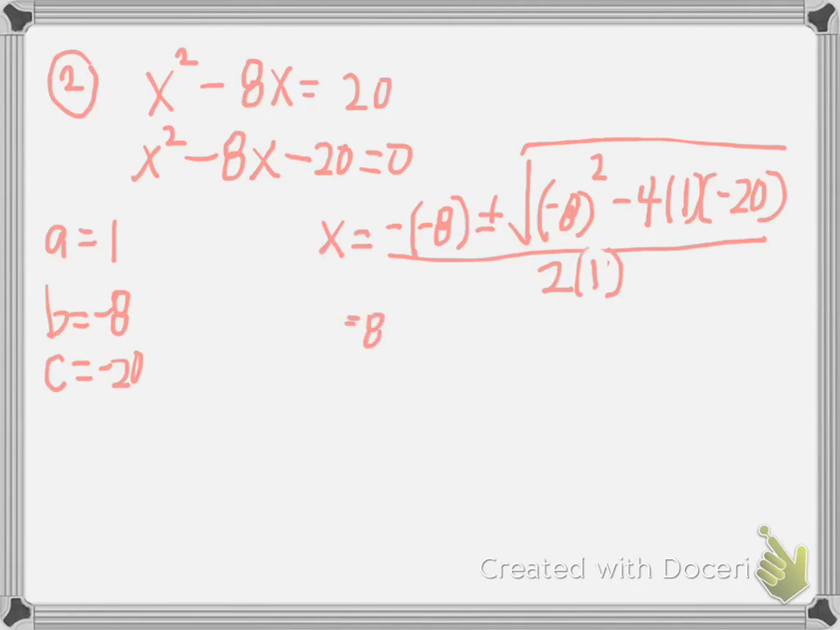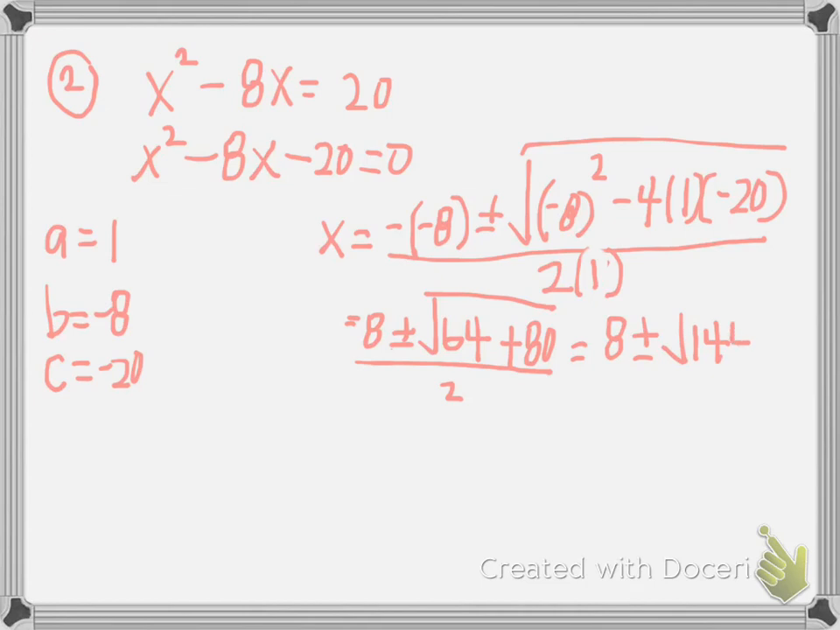So it's going to be a positive 8 plus or minus the square root of a positive 64. A negative 4 times a negative 20 is going to be a positive 80, all over 2. So this is going to be 8 plus or minus the square root of 64 plus 80, which is going to be 144, all over 2. Well, the square root of 144 is a perfect square, so this is going to be 8 plus or minus 12 over 2.